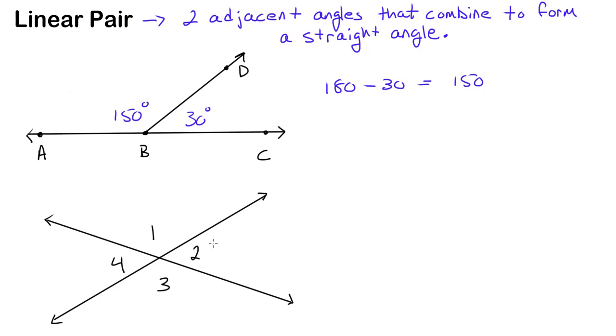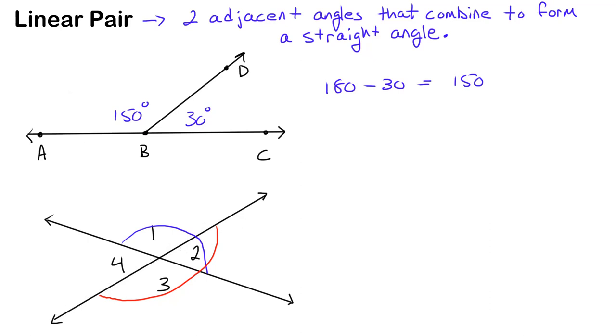Now, in a diagram like the one down here at the bottom, when you have two lines intersecting, you have many combinations of linear pairs because any two angles that fall together on a straight line, that's a linear pair. For example here, angles 1 and 2 combine to make a linear pair. But how about here, angles 2 and 3? They also fall along this line, so they also make a straight line and they are a linear pair.